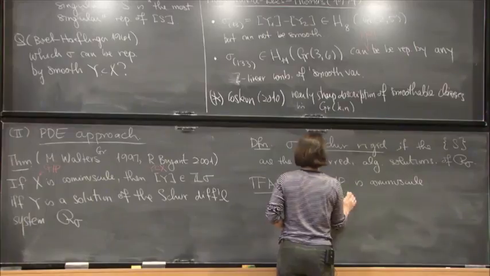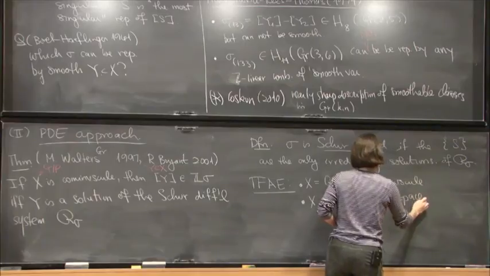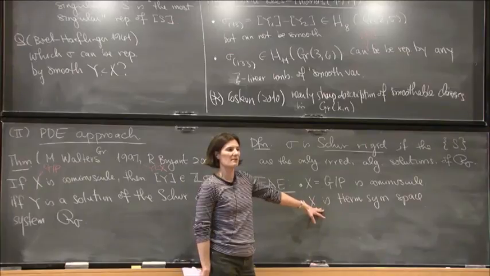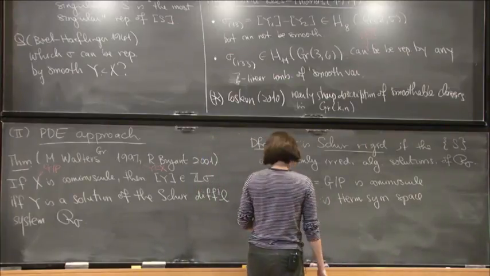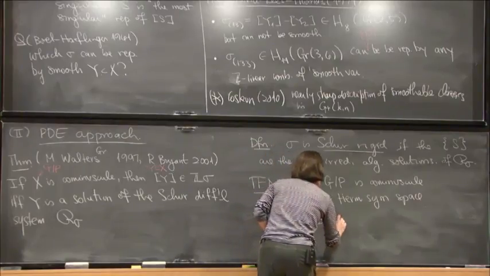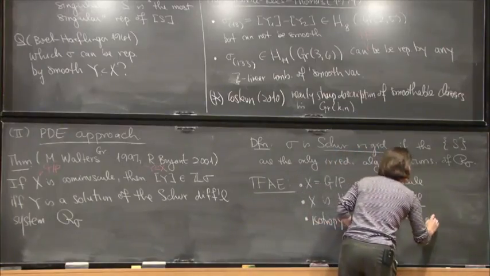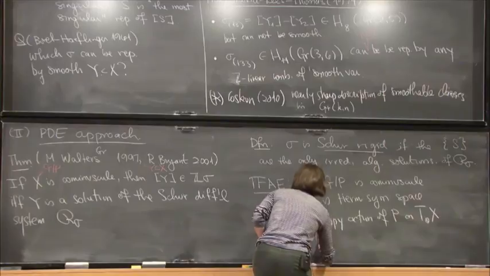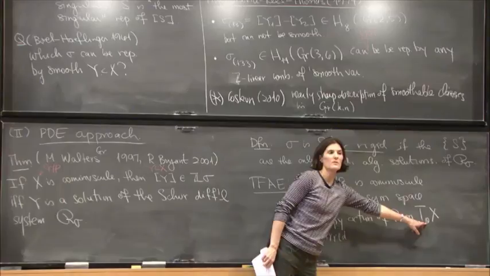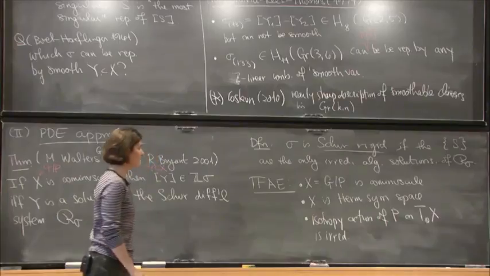X admits the structure of a Hermitian symmetric space. I favor the language co-minuscule for this talk because I'm not going to take advantage of the metric structure. But these are basically Hermitian symmetric spaces. Or if you like, the isotropy action of P on the tangent space at our origin is irreducible. Remember, P is the stabilizer of the origin, so it acts on the tangent space, and there are no non-trivial invariant subspaces.